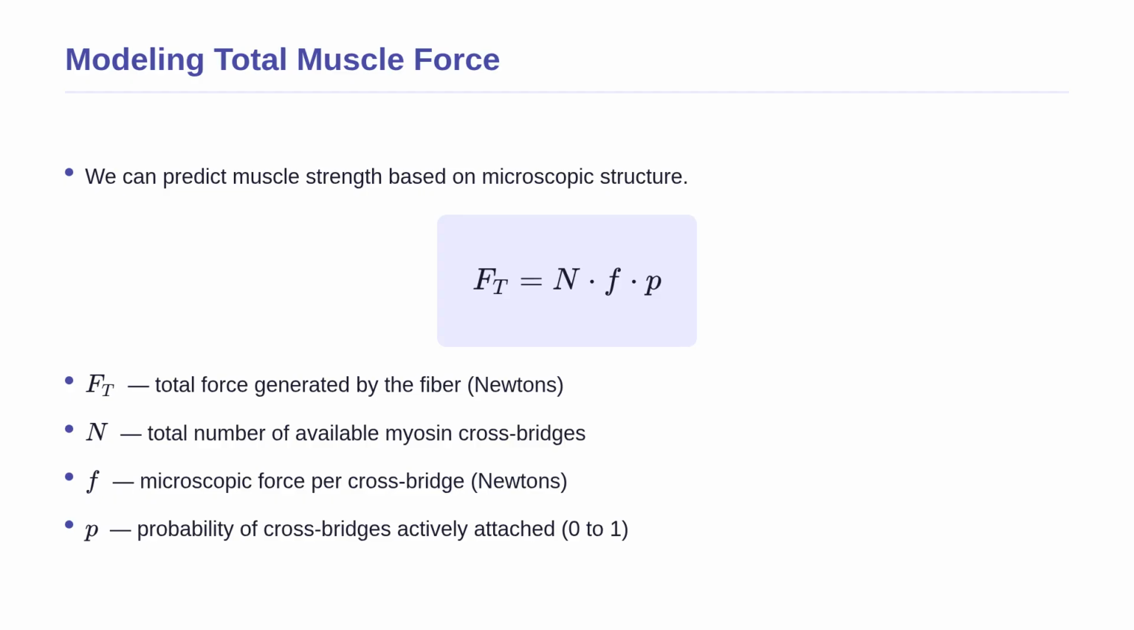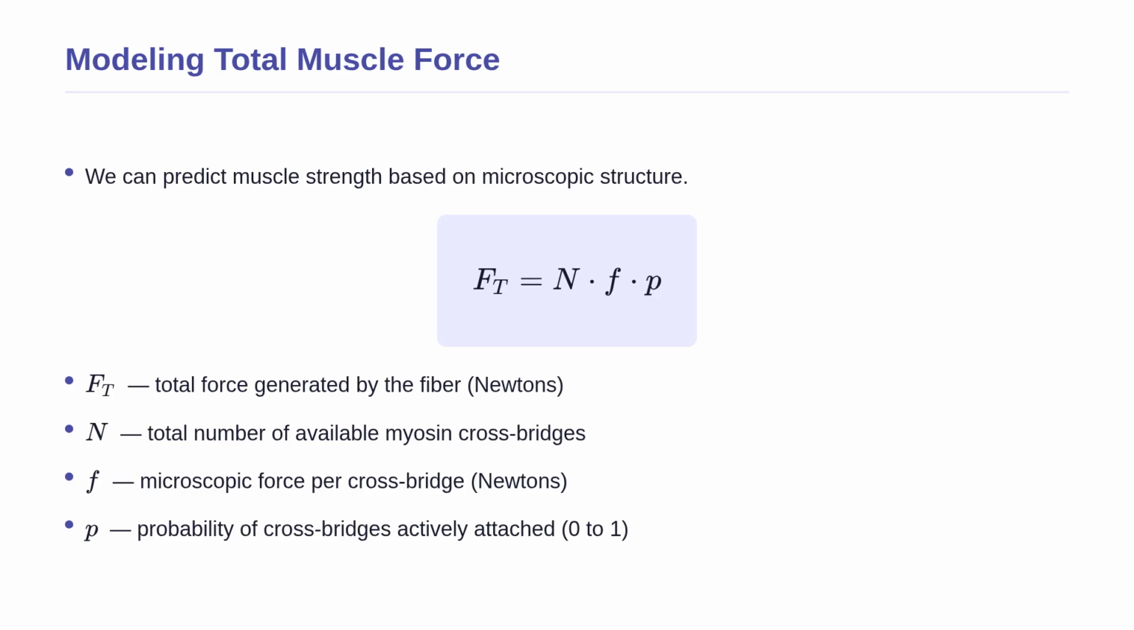Having explored the biology, let us look at how a muscle generates force mathematically. The total force depends directly on how many tiny myosin heads are actively pulling at any given moment. The formula is Ft equals N times F times P. Ft is the total force of the muscle fiber in newtons. N is the total number of available myosin cross bridges.